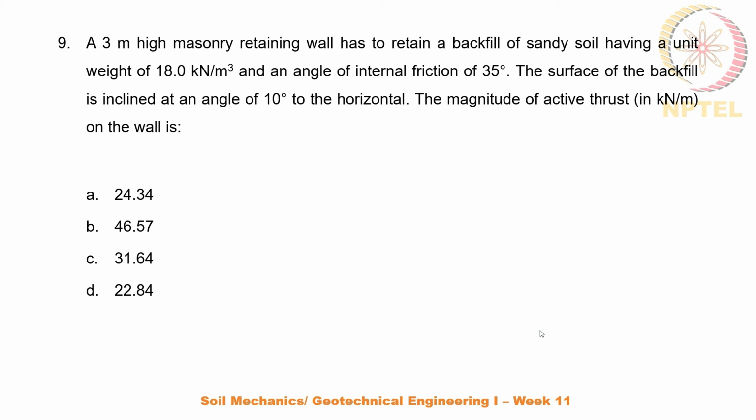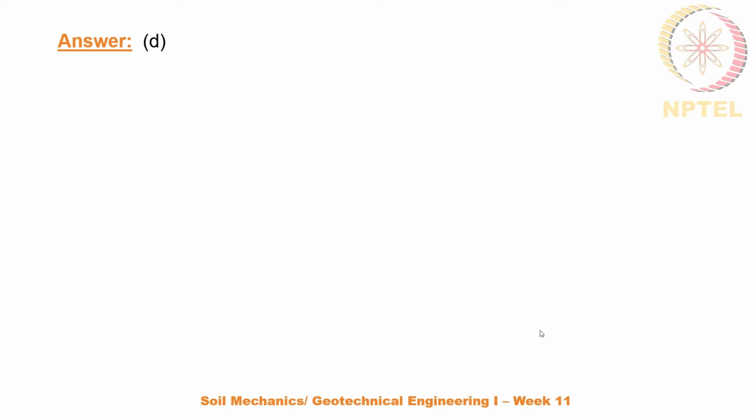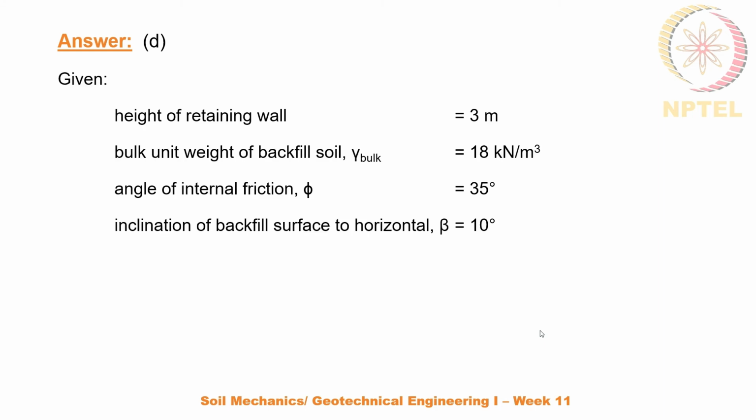Okay, let's see which is the correct option. Option D, madam. Yes, option B, that is 22.84. So we are given that the height of the retaining wall is 3 meters, the bulk unit weight of the backfill soil is 18 kilonewton per meter cube, the angle of internal friction is 35 degrees, and the inclination of the backfill surface to the horizontal is 10 degrees.